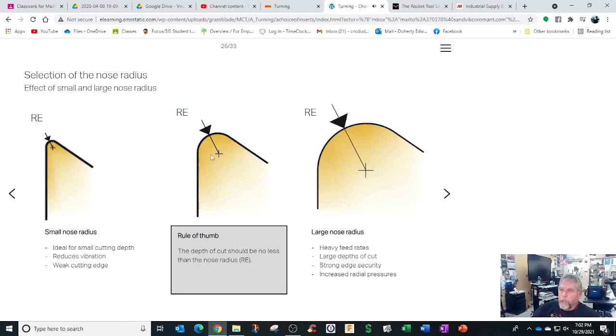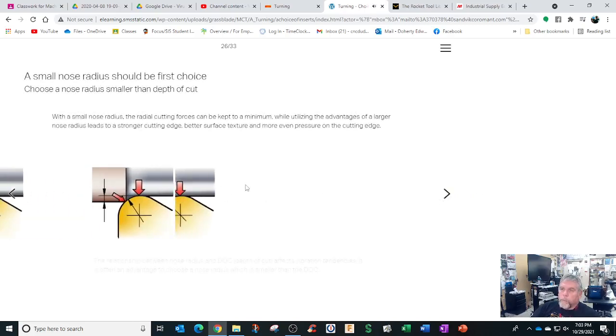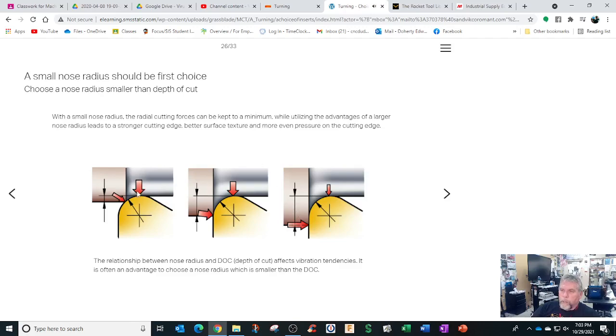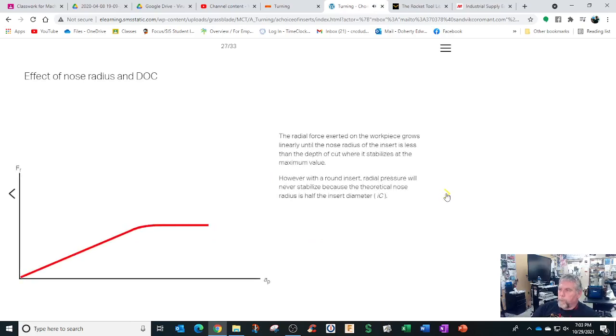So you got small nose radius, large nose radius. Small is ideal for small cutting depth, reduces vibration, but it has a weak cutting edge. The depth of cut should be no less than the nose radius. That's a pretty interesting term. So if we had a nose radius of 15 thousandths, we should have at least 15 thousandths depth of cut. Okay, never knew that. A small radius should be the first choice. Plus, it's also going to depend on your part. If it has internal radiuses, that's going to also affect it. Increased depth of cut helps to direct cutting forces.